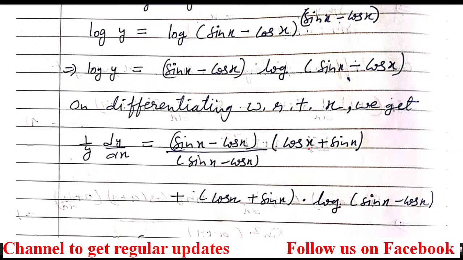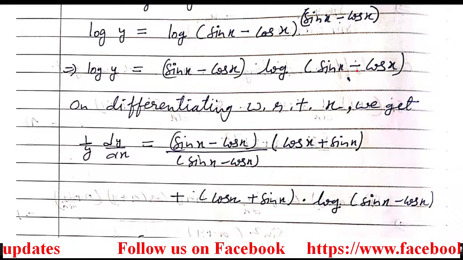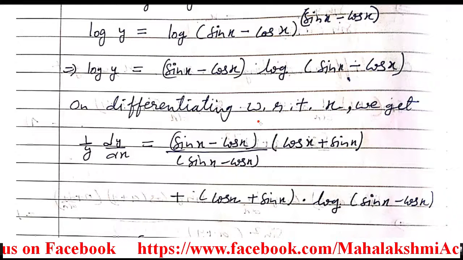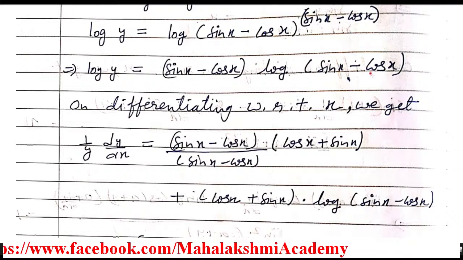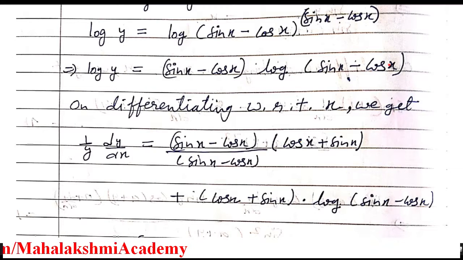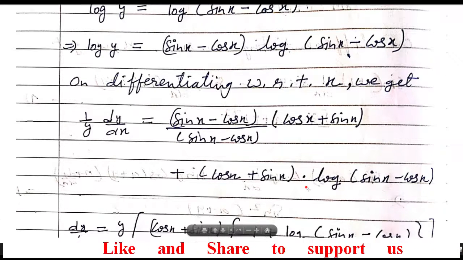Again I am explaining this first term. First I kept this bracket as it is and I differentiated log (sin x minus cos x). Its differentiation is 1 upon (sin x minus cos x), and then we have to differentiate this (sin x minus cos x) again by the chain rule. So the derivative of sin x is cos x and the derivative of cos x is minus sin x, and minus minus becomes plus. That's why we obtained here cos x plus sin x. Now since these both brackets are the same, they will cancel in the next step.